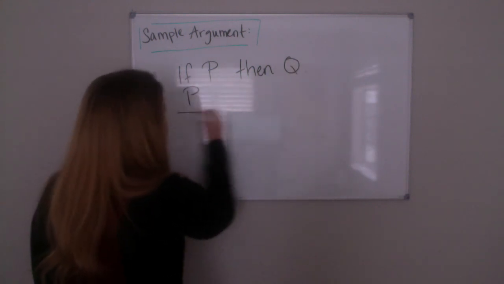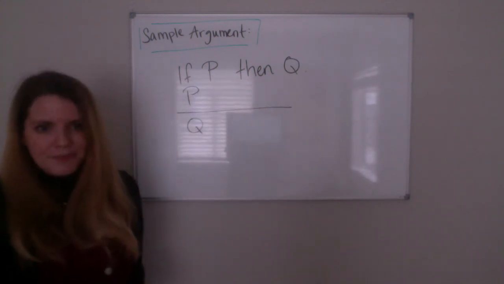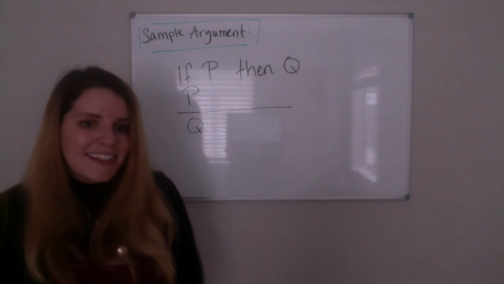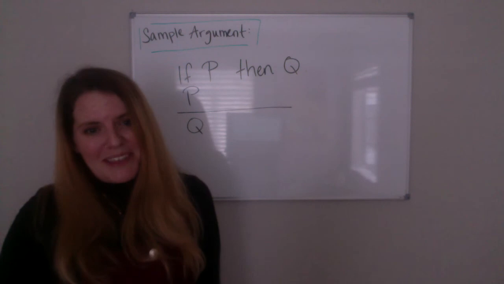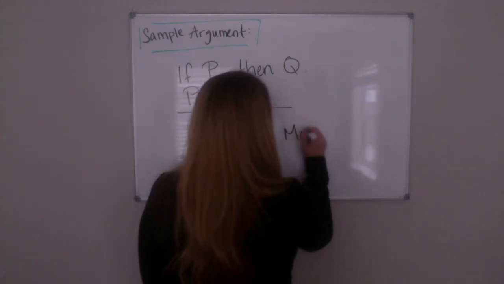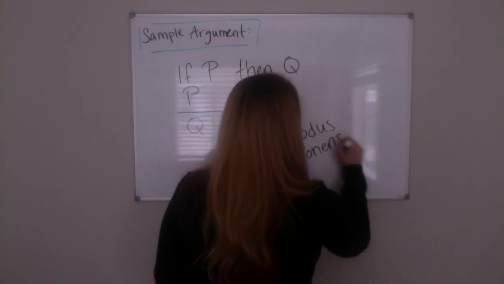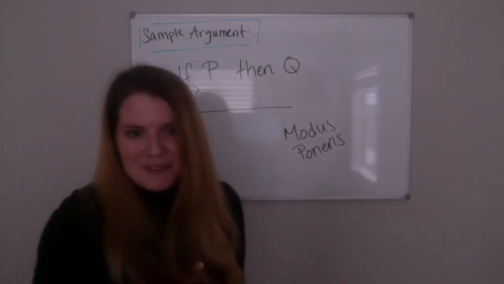P, therefore Q. This is a valid structure. In fact, it's known as modus ponens, and it's really cool, and we're going to talk about that more in another video. I'll write that up here so you know and you can recognize it when we get to it. This is modus ponens. Okay, cool.